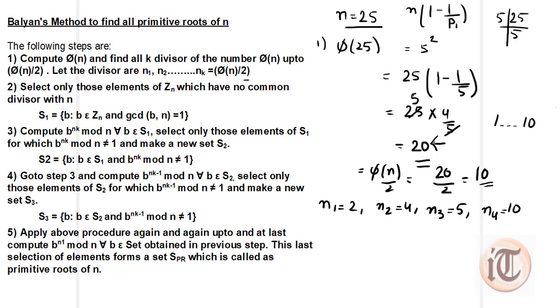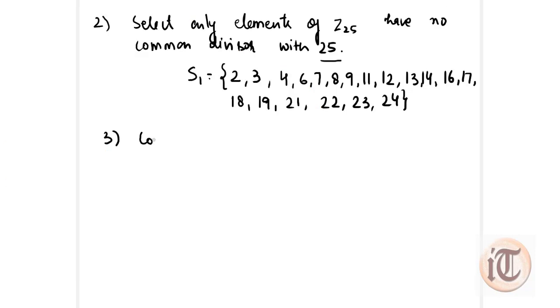mod n, so for all the values of b, and select only those elements of S1 for which the answer will not be equal to 1, and put those selected elements into the set S2. So in step 3, we have to compute b to the power n of k mod n for all b which belongs to set S1, and select only those elements for which this value is not equal to 1. So what is n of k?